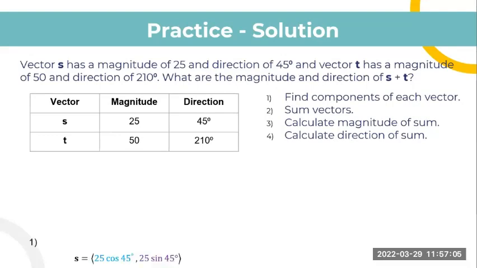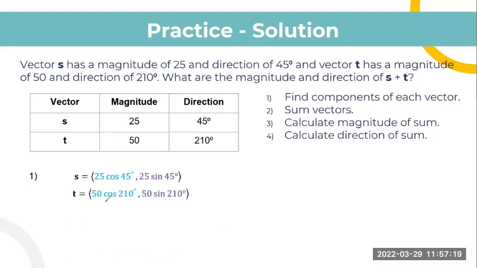So for step 1, find the components. I take my magnitude times the cosine of the angle for the x, and then my magnitude times the sine of the angle for my y. I do the same thing for my second vector: magnitude cosine of angle, comma, magnitude sine of angle. Step 2 is I add them together. When I add vectors, I can only add their horizontal components with each other. When I add these two, I got negative 25.625. When I add the verticals, I got negative 7.322.